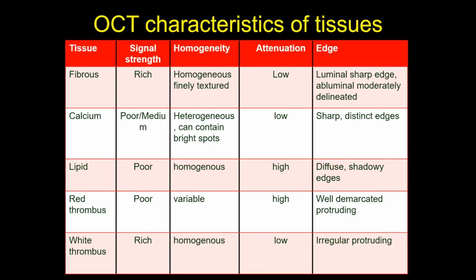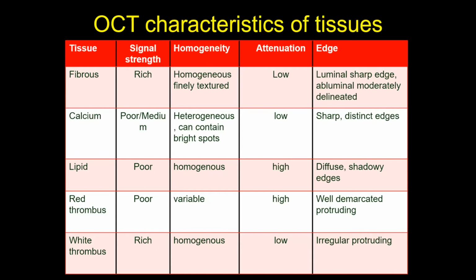Then we come to thrombus. It depends whether it's a red thrombus or a white thrombus, and we will see examples of those. But usually these will appear as pedunculated areas protruding into the vessel wall. If it's a red thrombus, then it's usually high attenuating, meaning if there is a red thrombus in the lumen, you will not be able to see the vessel beyond it. But if it's a white thrombus, you might be able to see through it to the vessel beyond it. So these are the important differentiating features.